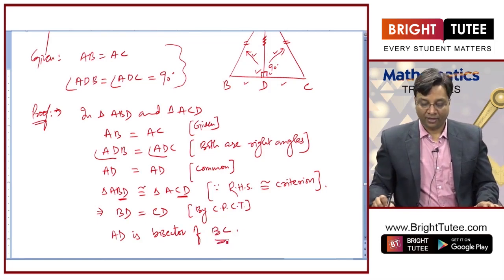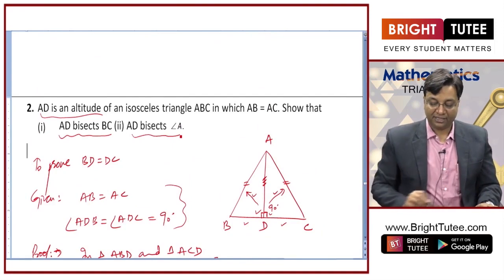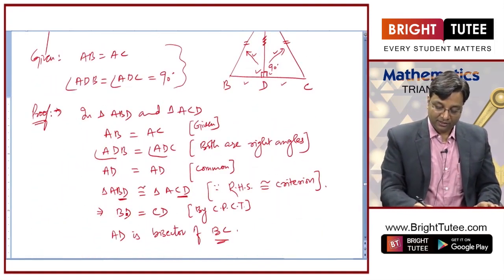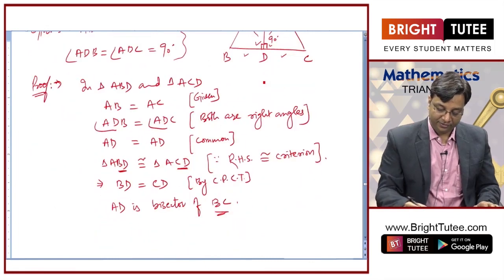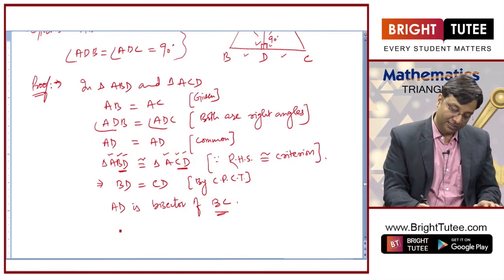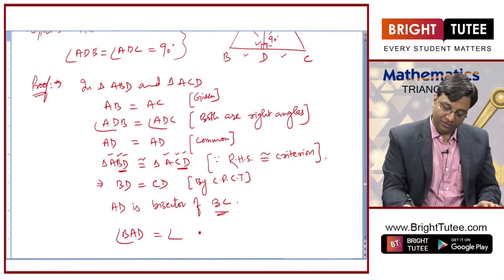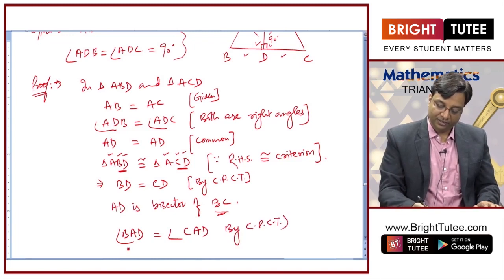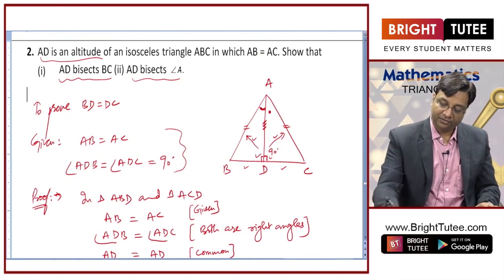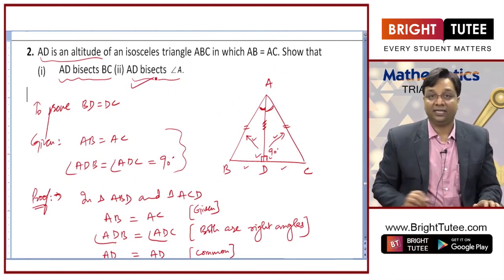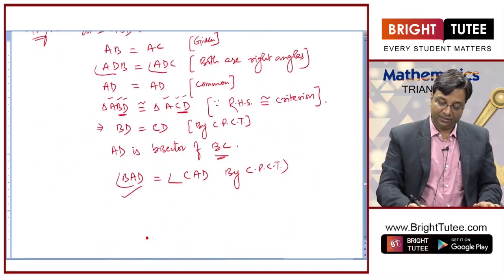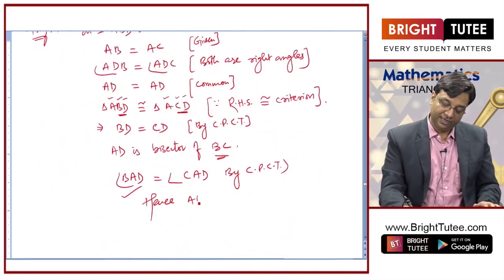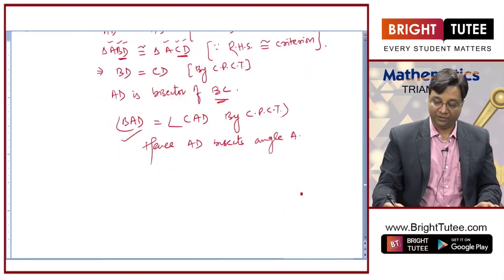Okay, AD bisects angle A. Now look at this angle, angle BAD, it should be equal to angle CAD by CPCT. So I can say that angle BAD is equal to angle CAD by CPCT. So this angle BAD is equal to this angle CAD, hence AD bisects angle A.